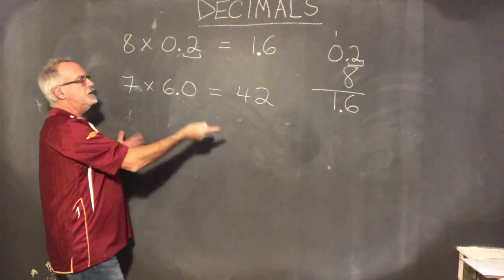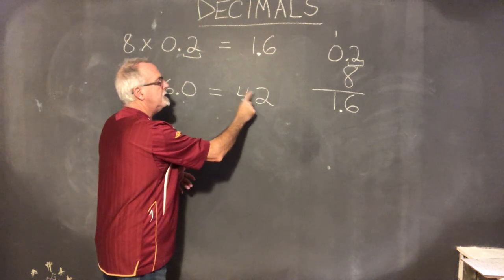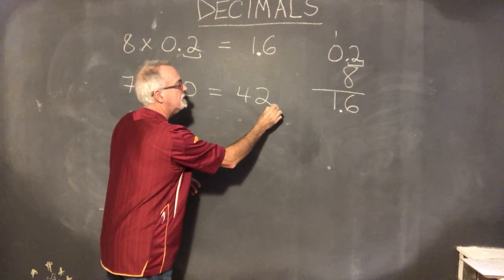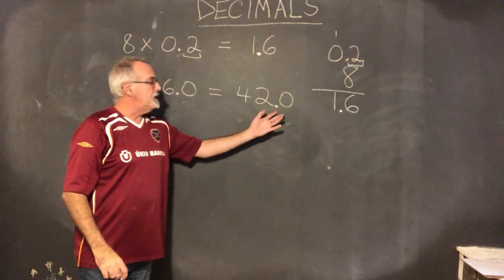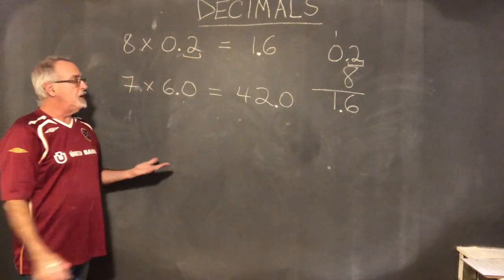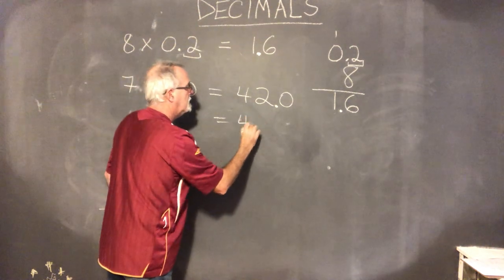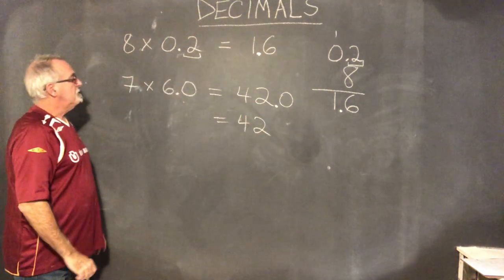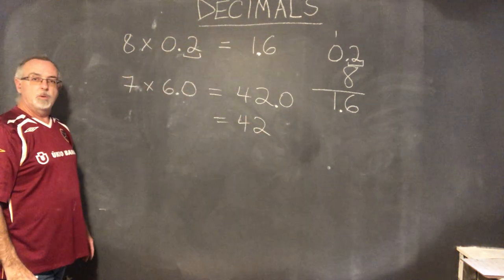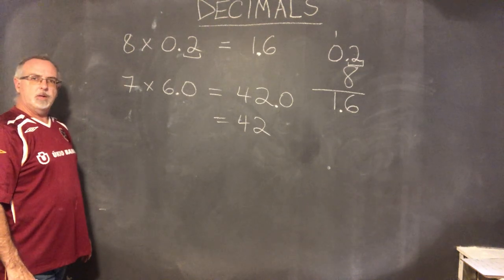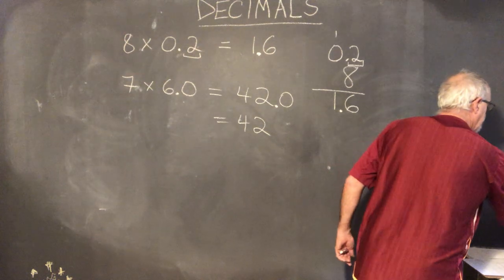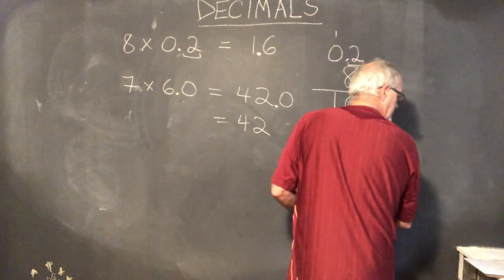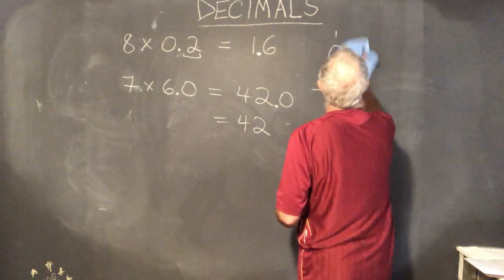So therefore, I need 0 digits to the right of the decimal in this number, so the decimal is there. I can write it as 42.0, or I can just realize the decimal is there and write the answer as 42. It's still correct. And of course, 7 times 6 is 42. That's kind of a trick question, except it's not very tricky, is it? It's trying to be tricky, but it's failing. Okay, next one.